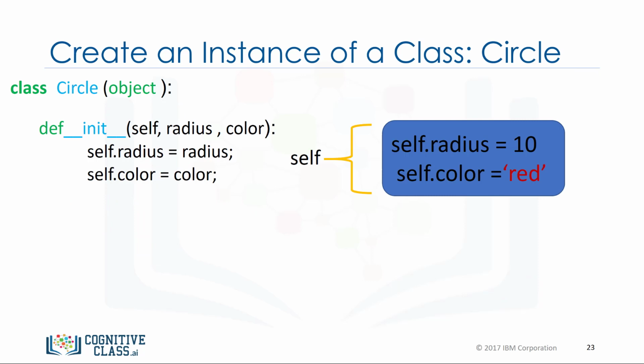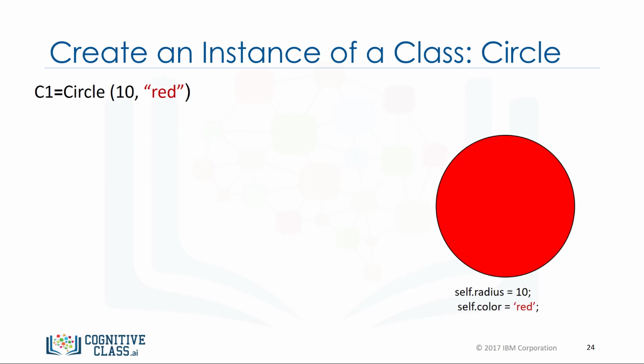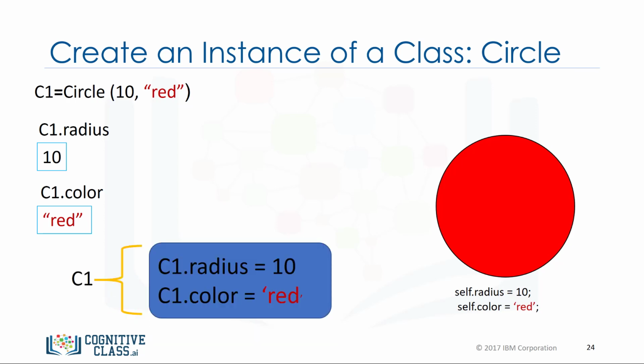It is helpful to think of self as a box that contains all the data attributes of the object. Typing the object's name followed by a dot and the data attribute name gives us the data attribute value, for example, radius. In this case, the radius is 10. We can do the same for color. We can see the relationship between the self parameter and the object.